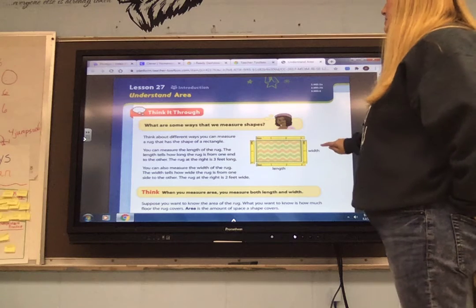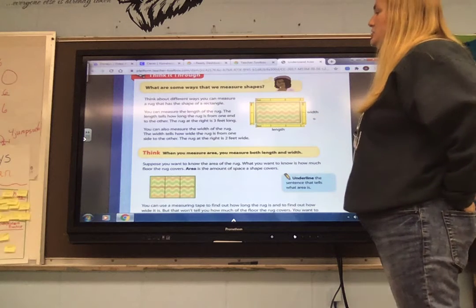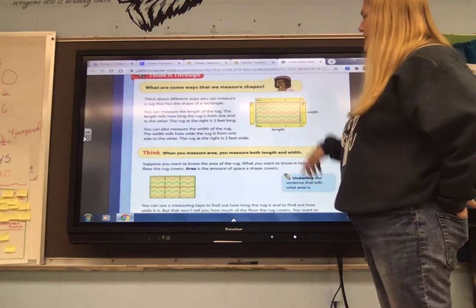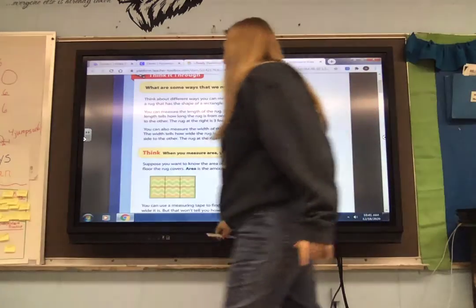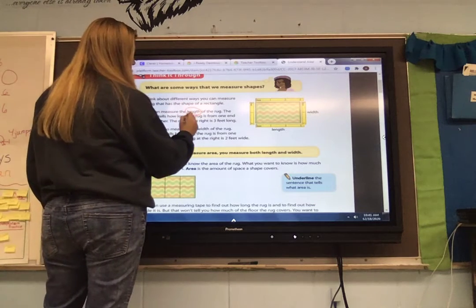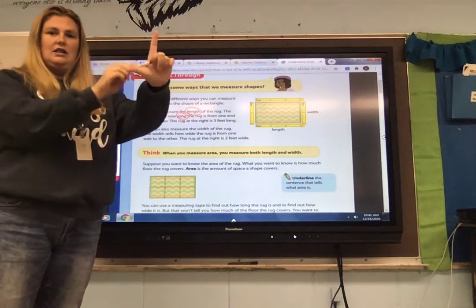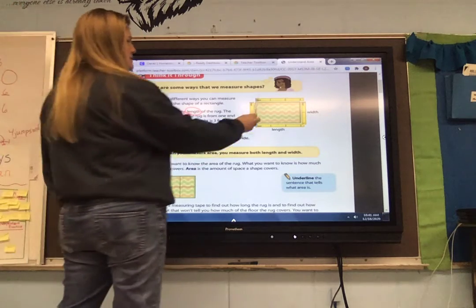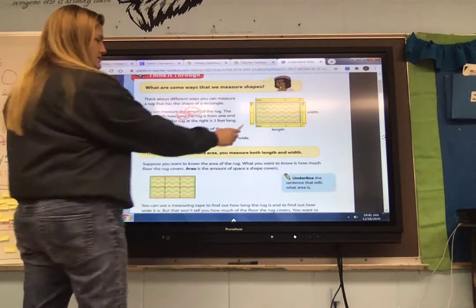Understand area. It says, what are some ways that we measure shapes? Think about different ways you can measure a rug that has the shape of a rectangle. You could measure the length. Remember, your length is your longest side. The length tells you how long the rug is from one end to another. What I would do on my page is I would circle the word length and the word long, and that's going to help us remember that length is our long side. L for length, L for long. The rug at the right is 3 feet long. You can see the longest side is 3, and it is in feet.